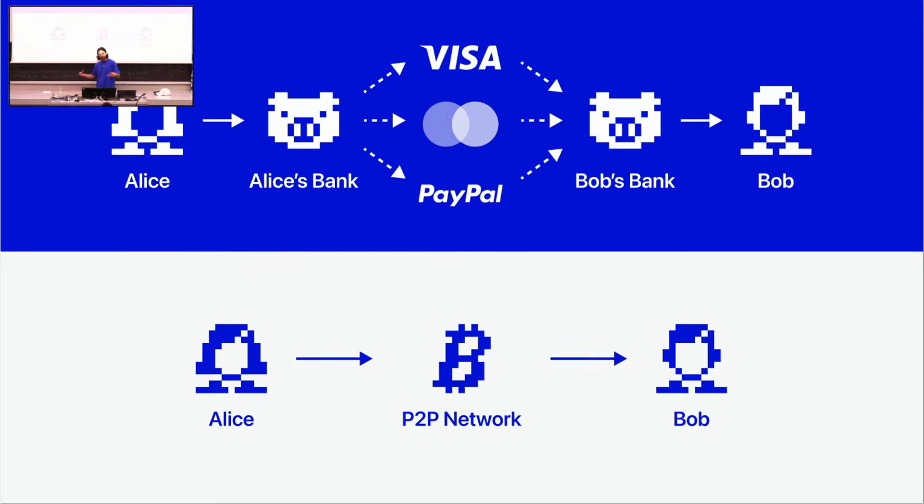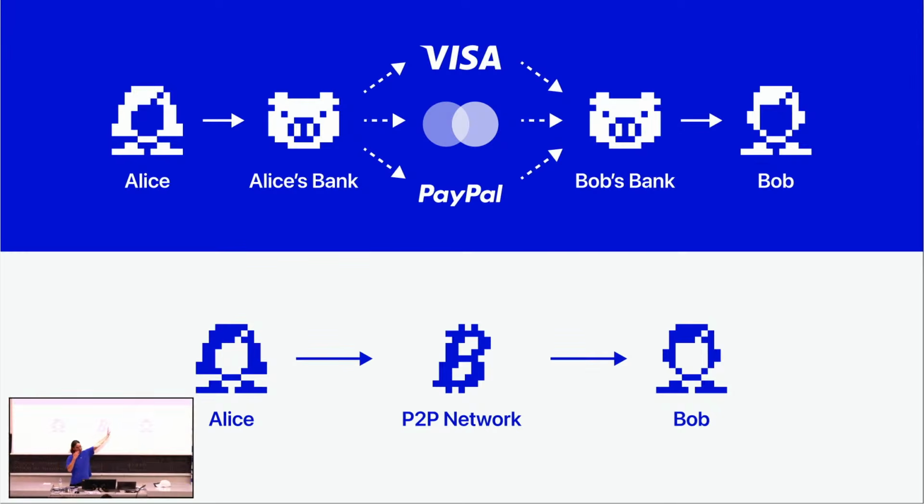Okay, so in the traditional way, you would have Alice who wants to send some money to Bob, and she has to ask her bank to send some money to Bob's bank, but in the middle there are so many intermediaries, and everyone, both the banks and the other intermediaries, of course takes a percentage on that transaction. So the transaction turns out to be, compared to what you can do with Bitcoin, typically slow and expensive.